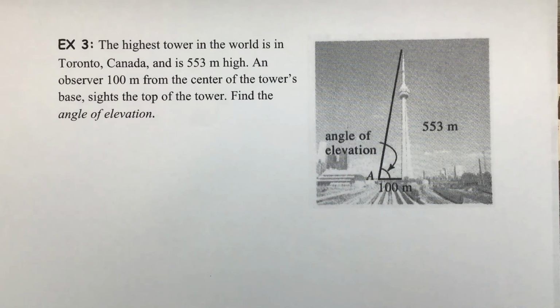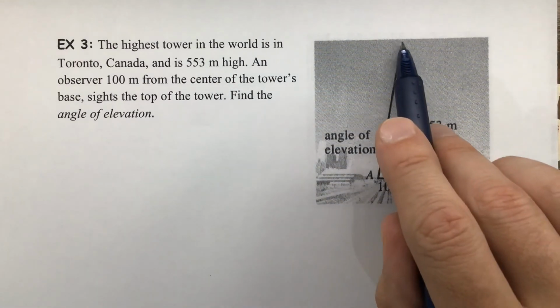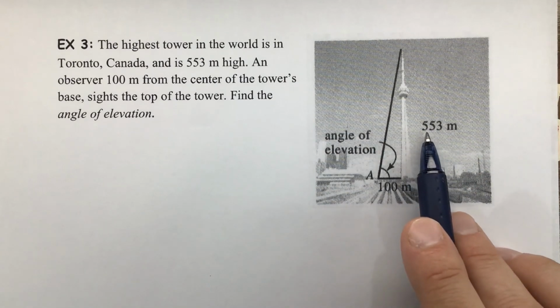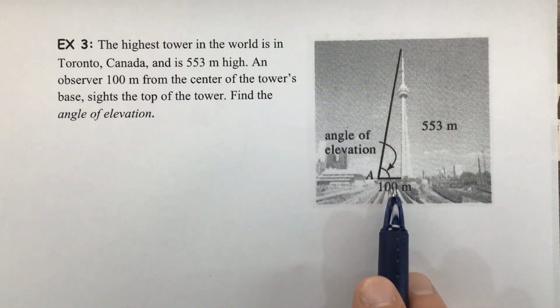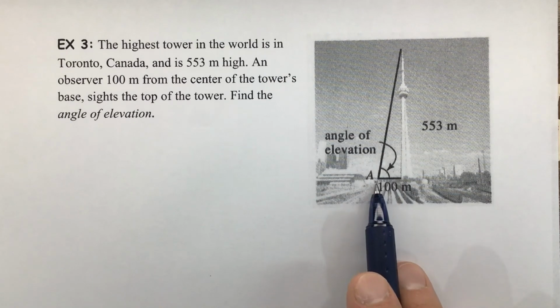All right, so really what we have here is just a picture of a right triangle with some story that goes around it. You've got the tower, which is one of the legs of the right triangle, that has a length of 553 meters. Then on the base of the triangle, you're going to have the distance that the observer is from this, which is 100 meters.